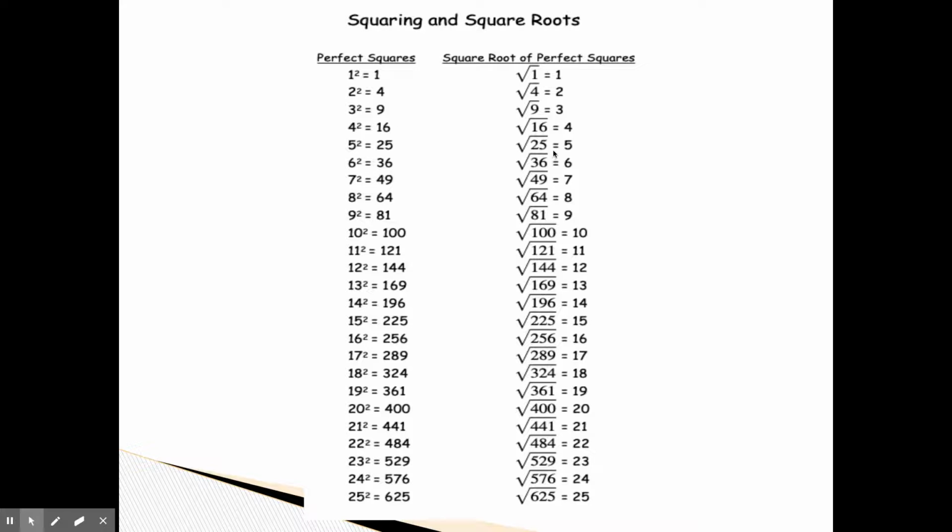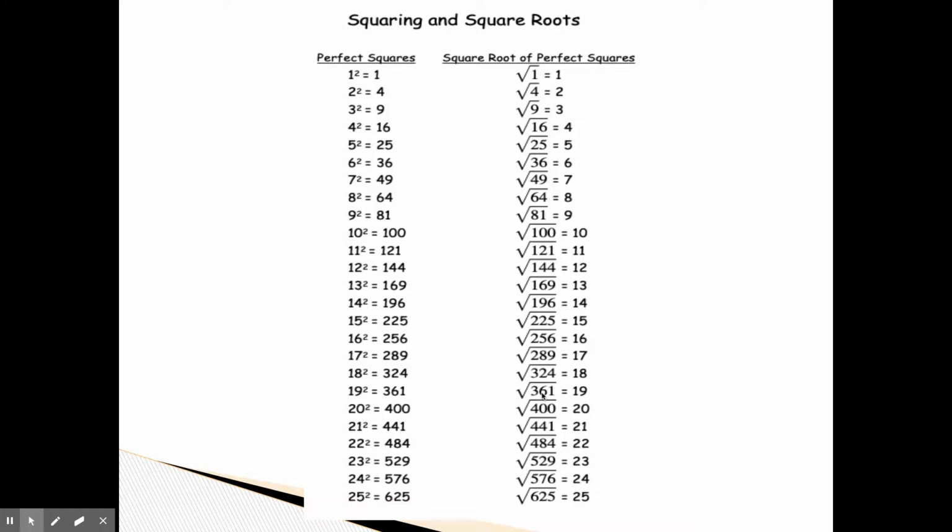Okay, I'm just working backwards. Same thing here. Square root of 16 gives me 4. If I go down a little bit, the square root of 100. So 10 times 10, or 10 squared, gives me 100. Therefore, the square root of 100 would give me 10. Same thing down here. The square root of 361 would give me 19.